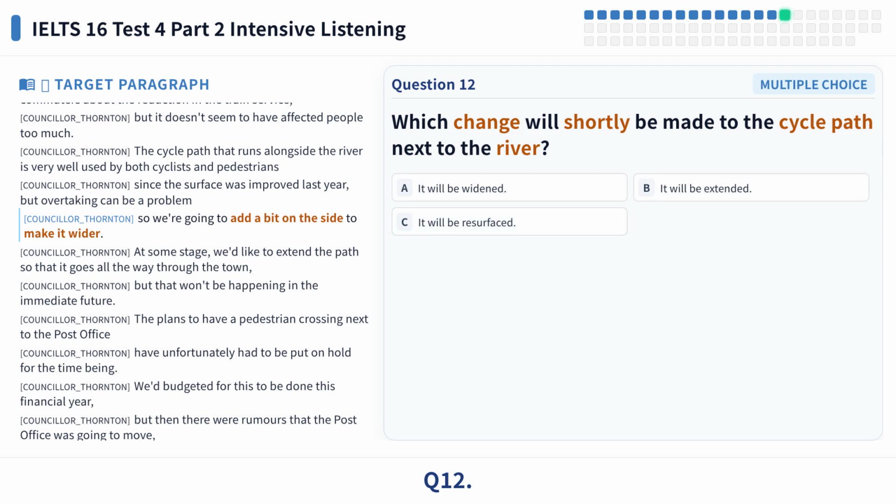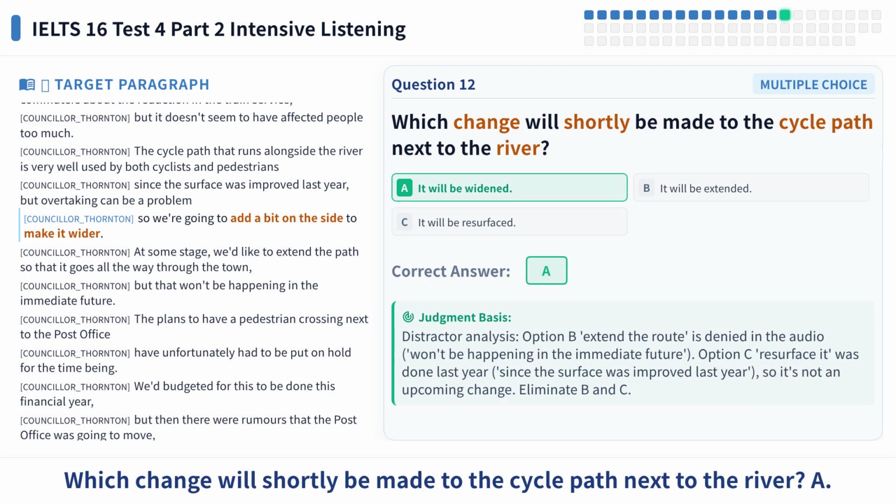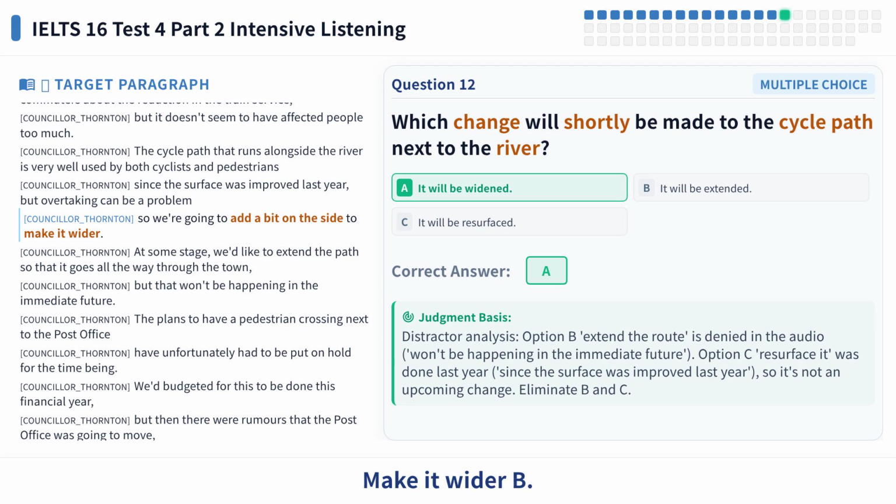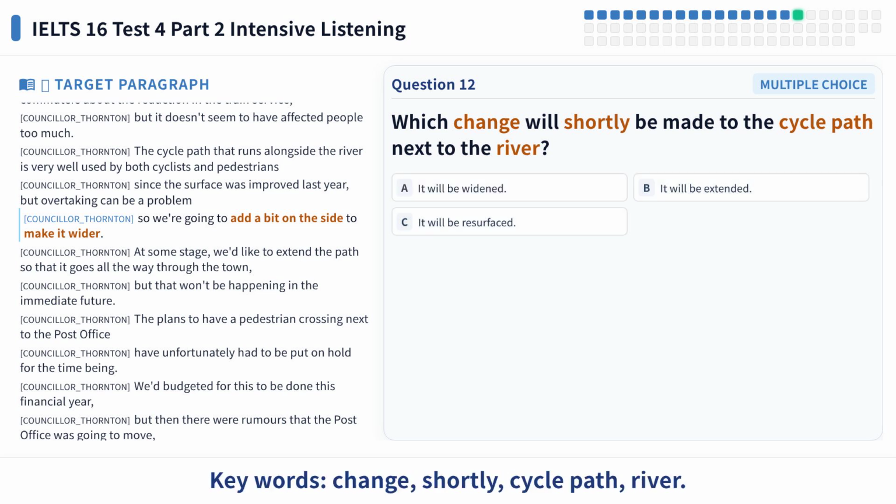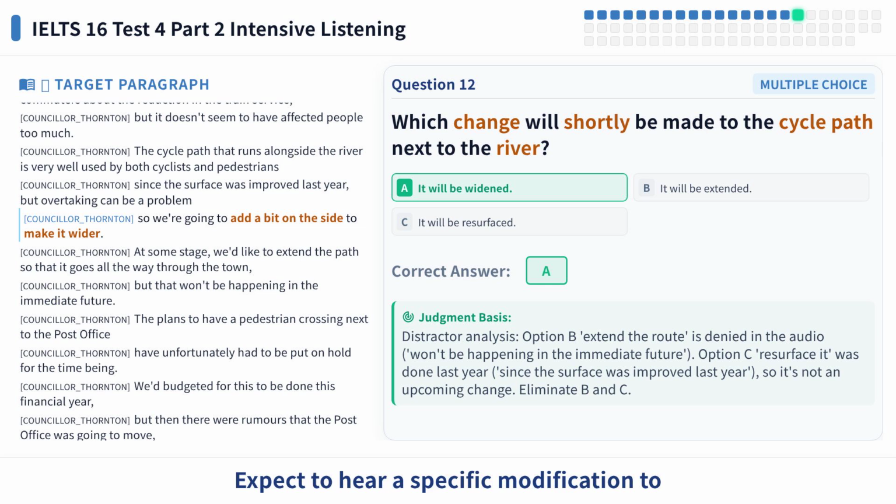Q12. Which change will shortly be made to the cycle path next to the river? A. Make it wider. B. Extend the route. C. Resurface it. Please pause the video and try it yourself. Keywords: change, shortly, cycle path, river. Expect to hear a specific modification to the cycle path that will happen soon.